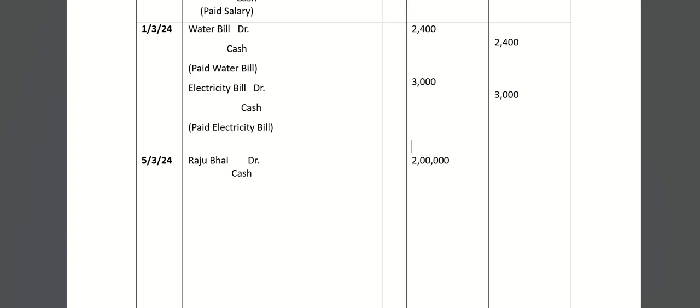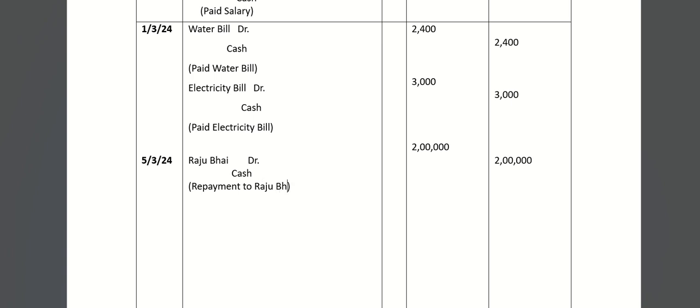The liability has been reduced from Raju Bhai, and how was the liability reduced? We made a payment in cash, so the cash is also reduced. We have mentioned the two amounts, and we can give a short narration. Being repayment made to Raju. Repayment to who? Repayment to Raju. Why?